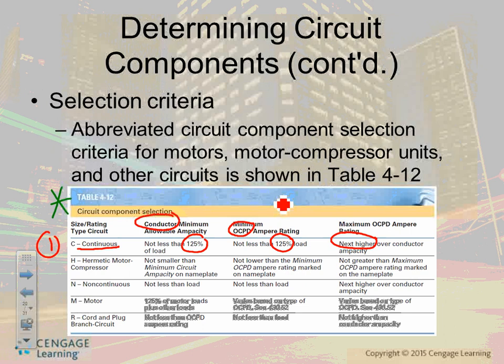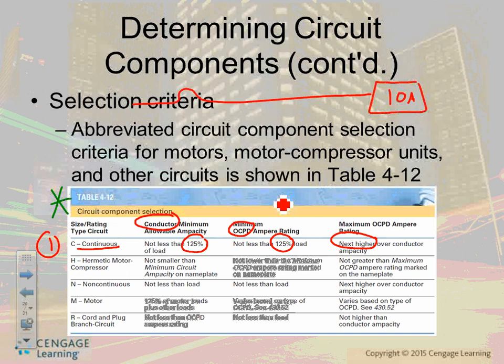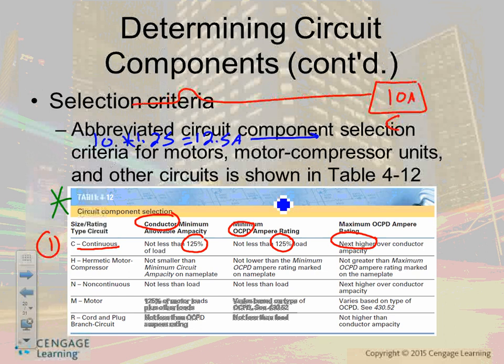I have a load, very simple. I have a 10 amp load. I want to size it as continuous. 10 amp load continuous. Okay? Let's size it based on this. So do me a favor, take the 10, multiply it by 1.25, what do you get? 12.5 amp.